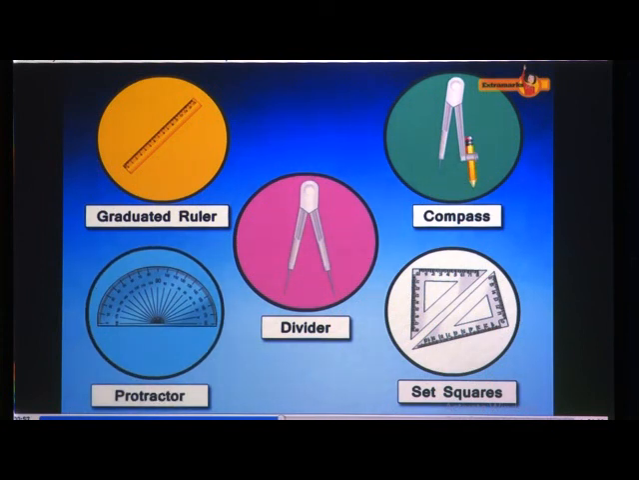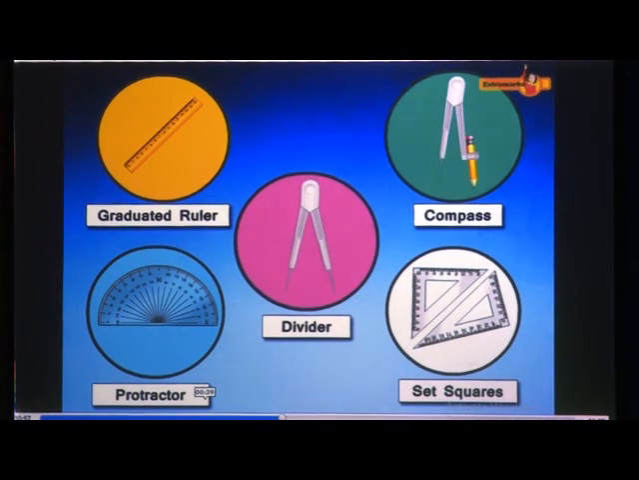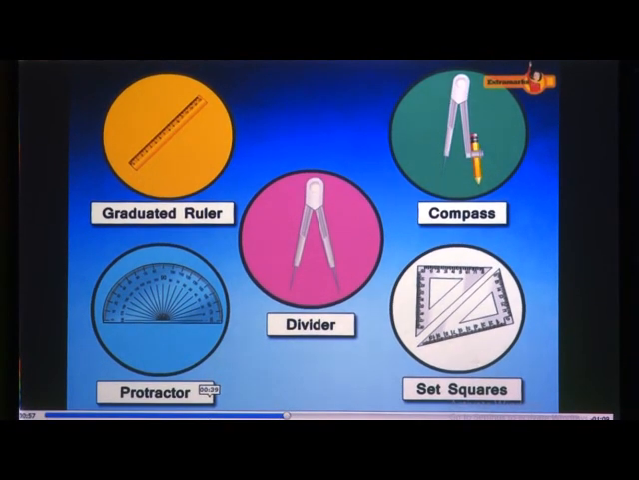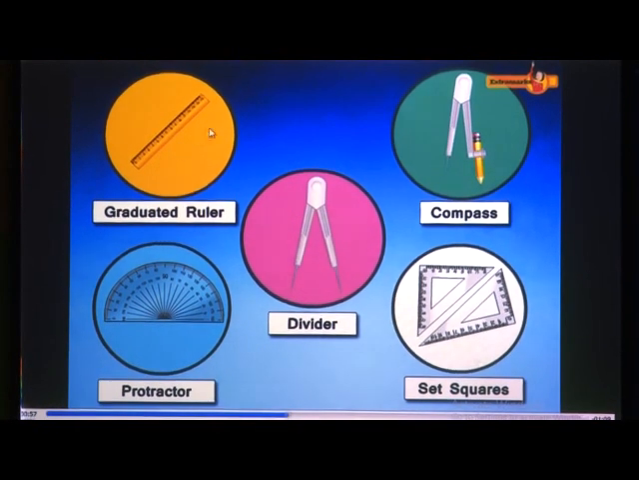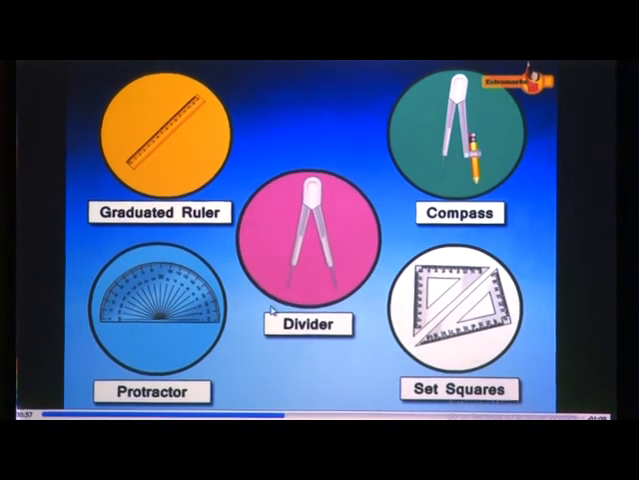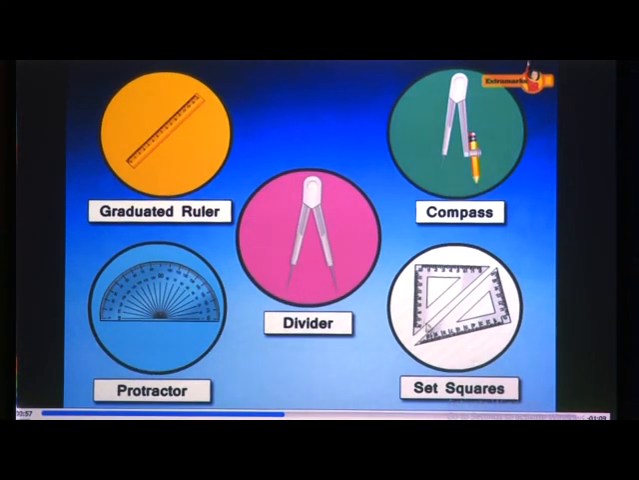So students, do you also have a geometry box? Do you know what we use it for? We use it for different things and different objects have different names. Specifically, in the geometry box we have a ruler, then a compass, then the divider, and these are the set squares, and this is the protractor. These are a few tools which we have in our geometry box. Let me tell you their uses.